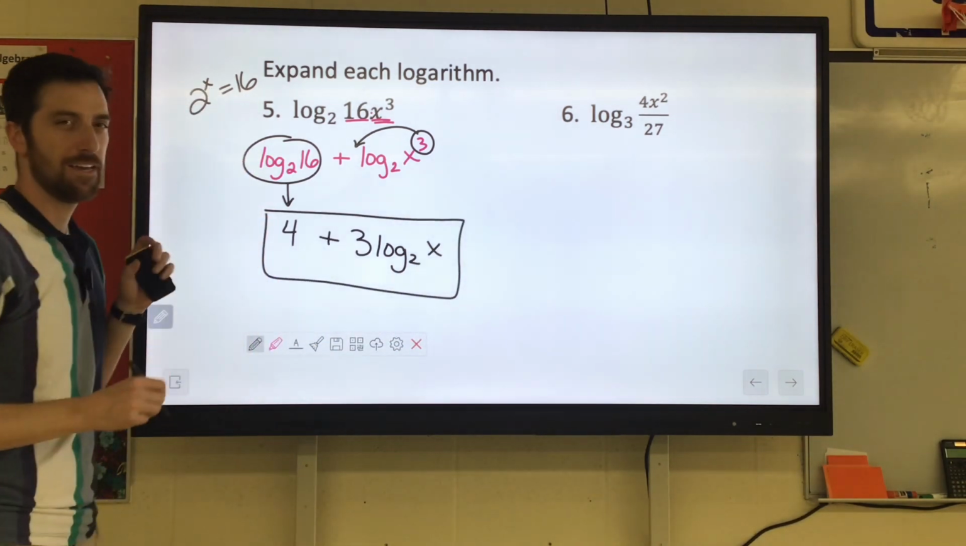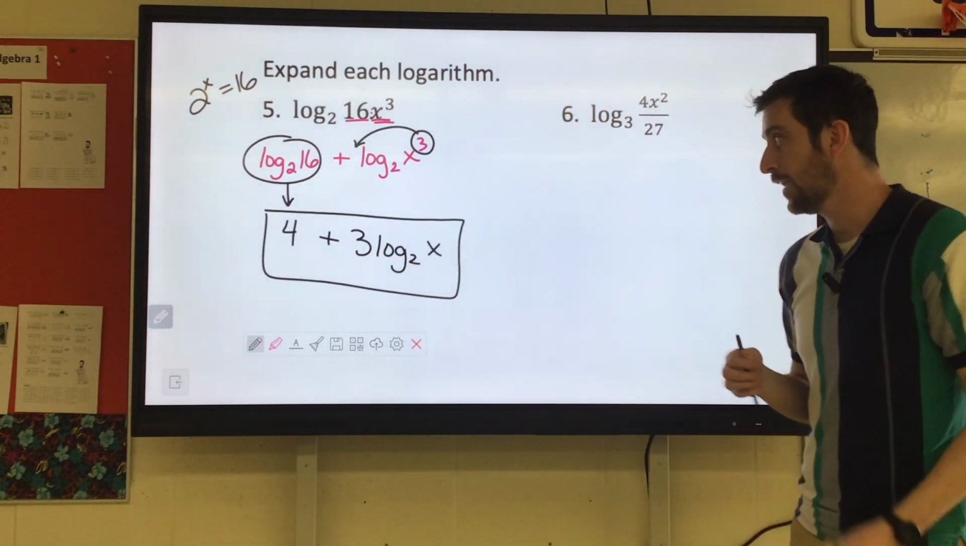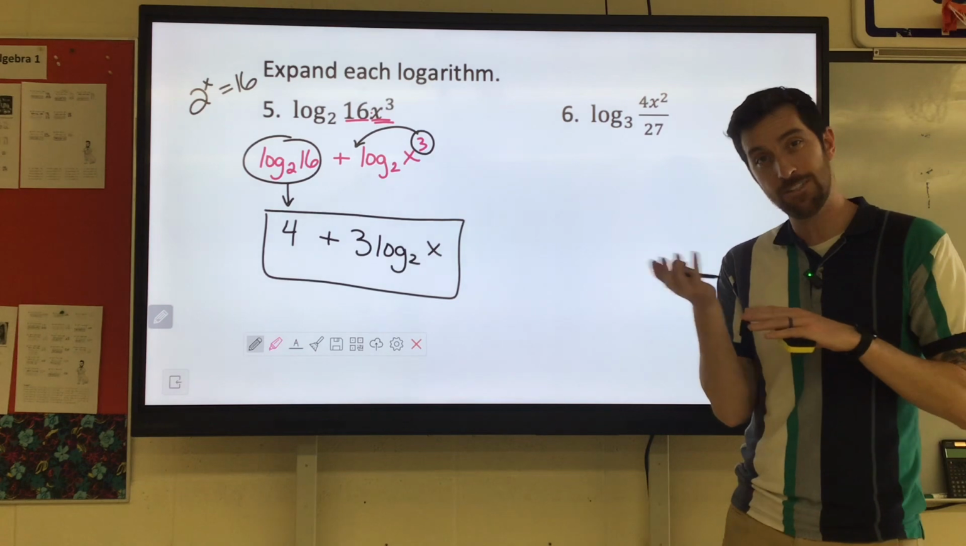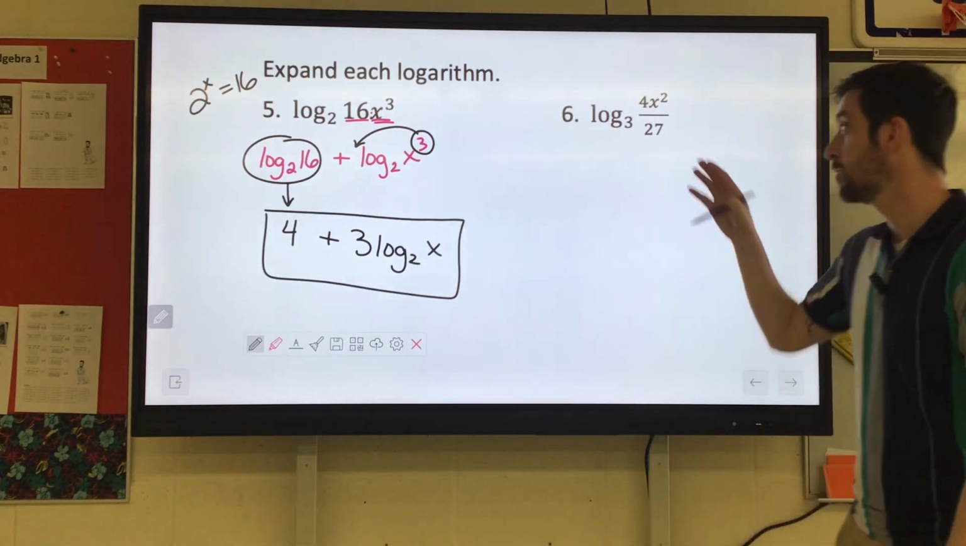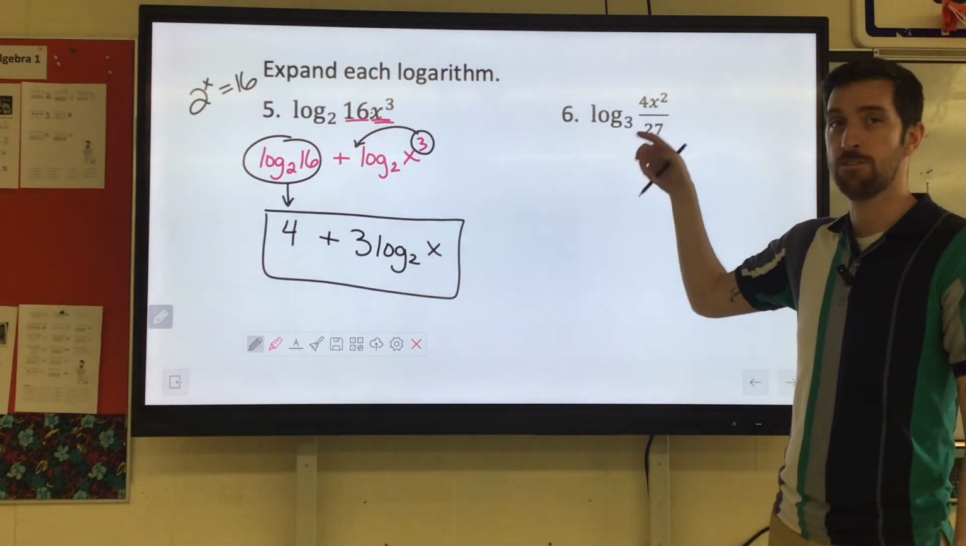It'll click back in. You guys did great with the logarithms back in the day. So multiplication, when you expand it, comes out as addition. If it's division, that would show up as subtraction. So this has some of everything. So up top we have multiplication, so there'll be a plus.